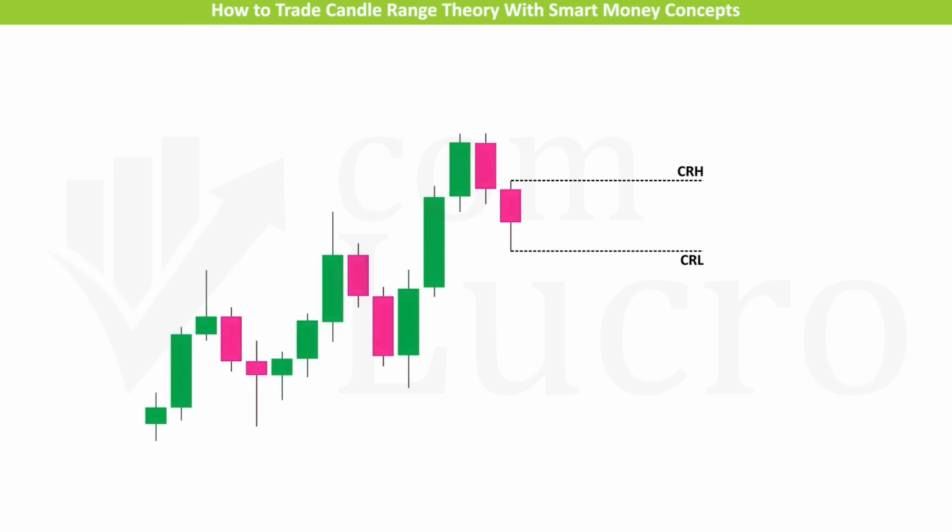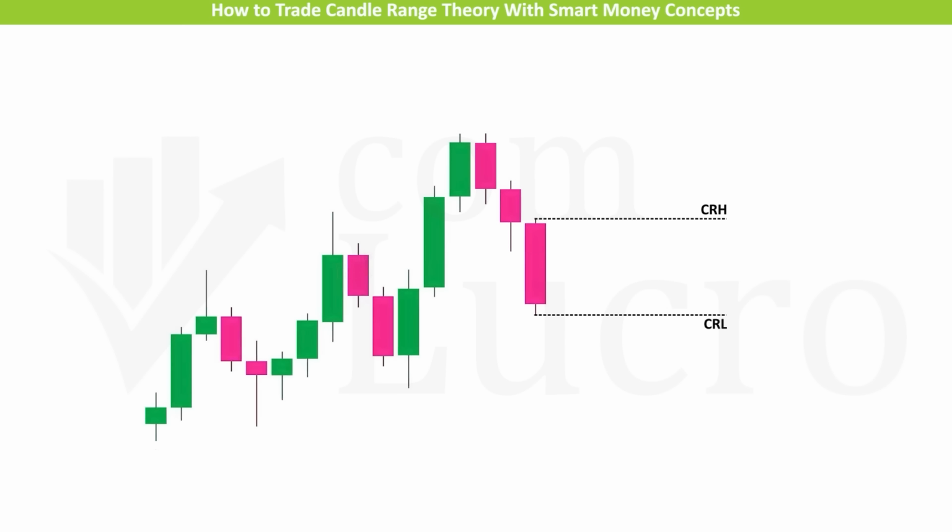Then, we repeat the process with the next bearish candle. This continues until we find a candle that sweeps below its low but closes back inside its range. That's when we have a valid CRT setup. At that point, we've identified both the range and the sweep. Now, the next question is, where exactly do we enter the trade?